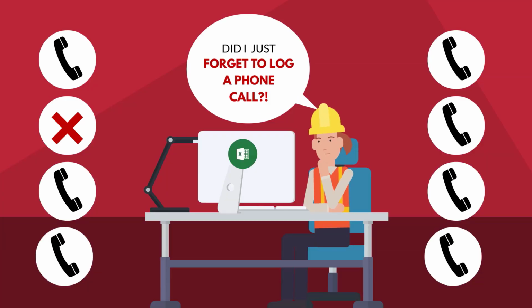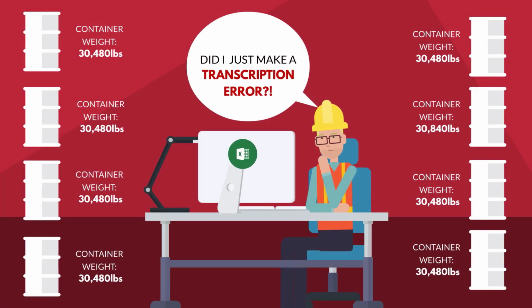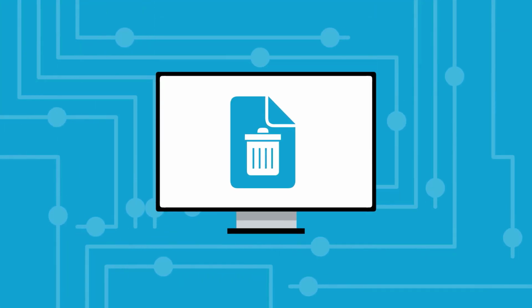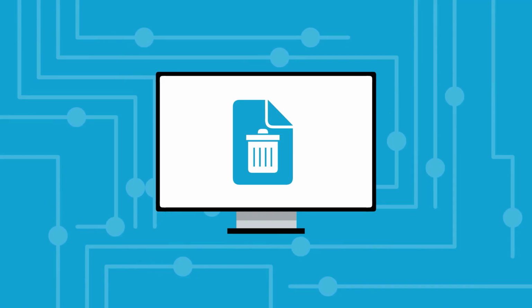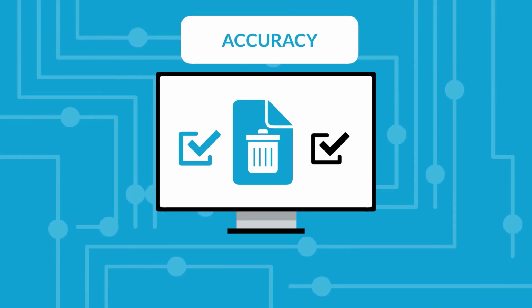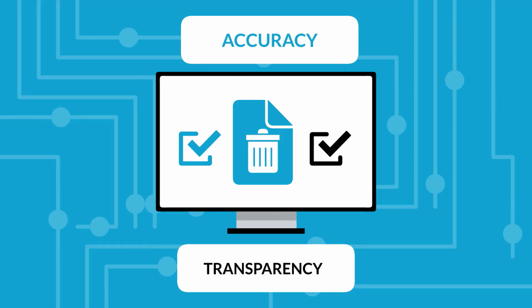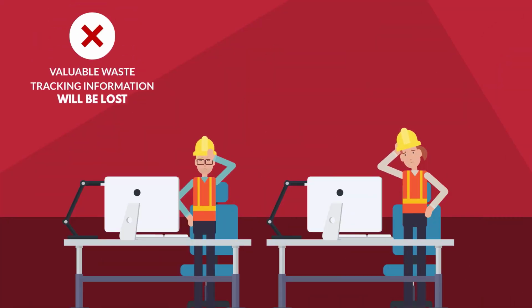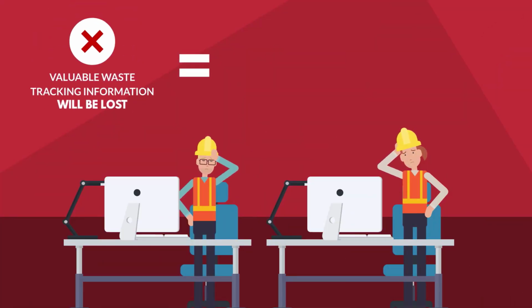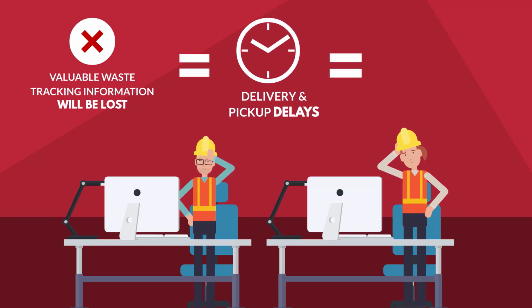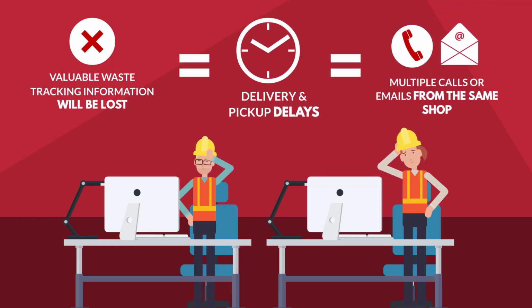Maybe a phone call doesn't get logged, or someone makes a small transcription error when inputting a container's weight. Without a consistent, integrated database where these records can be checked for accuracy and transparency, valuable waste tracking information will be lost, resulting in significant delivery and pickup delays, and in turn, multiple calls or emails from the same shop.